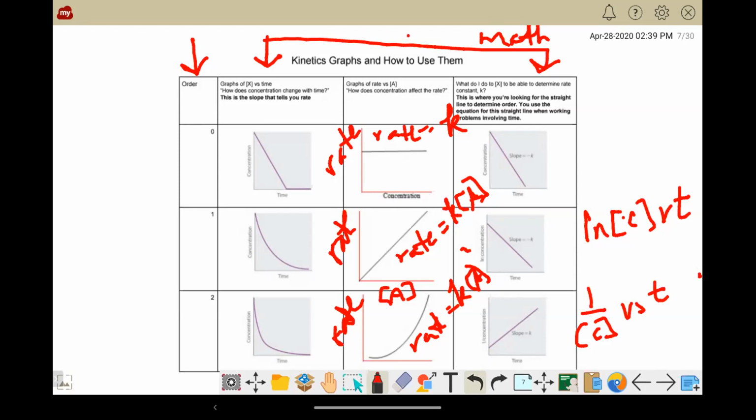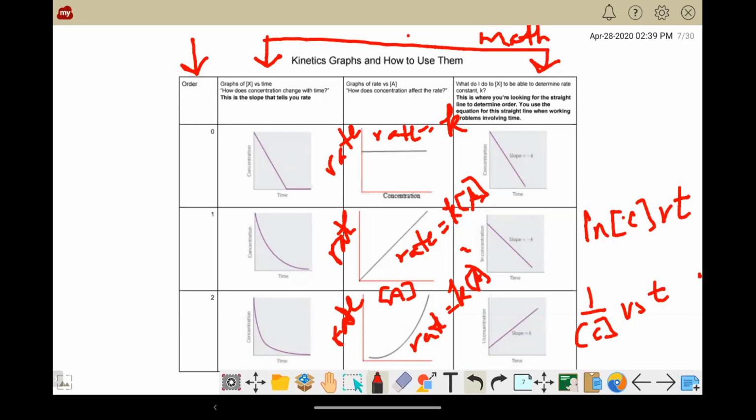So if they give you, or they show you, graphs where you have taken the natural log or the reciprocal of the concentration, what you're looking for is the graph that is a straight line relationship. This relates back to integrated rate laws and some calculus that you may or may not have some background in. You don't have to know the calculus.